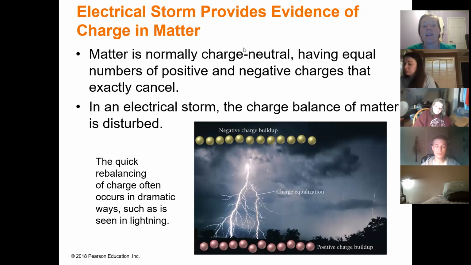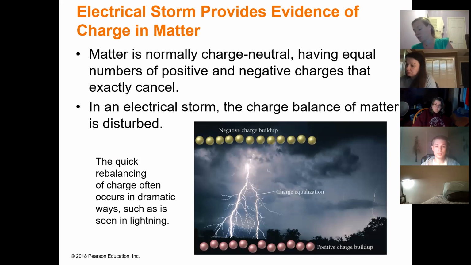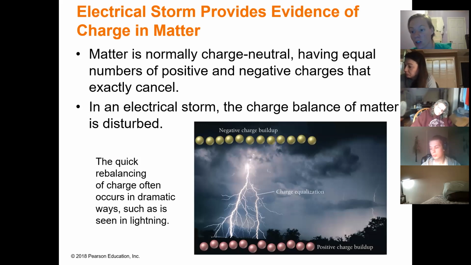Electrical storm provides evidence of charge and matter. Yeah, anytime you see a storm where you have lightning, there usually is a negative charge buildup in the clouds, and then there's a positive charge buildup on the ground. And the electricity that you're seeing in the lightning is a neutralization of that charge, or a rebalancing of the charges.